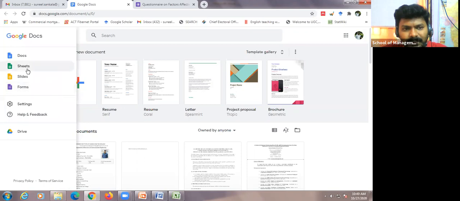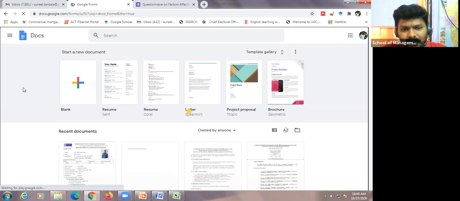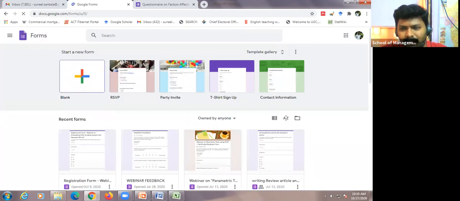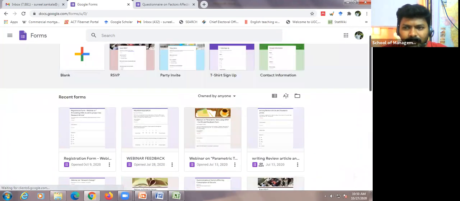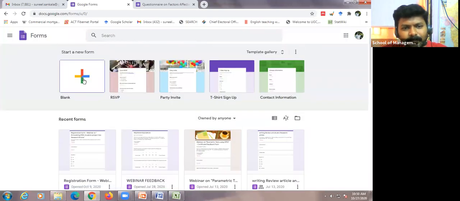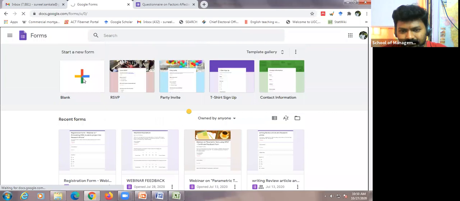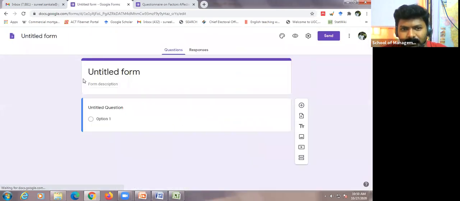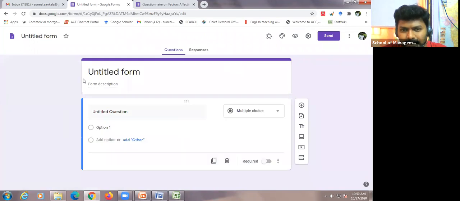So docs, sheets, slides, forms. Click this forms. Once you click this, you will get a blank form. I have prepared n number of Google Forms here. You have to go like this, which is blank. Once you click this blank, you will get a screen like this. Okay, clear? Are you following? Yes, sir.